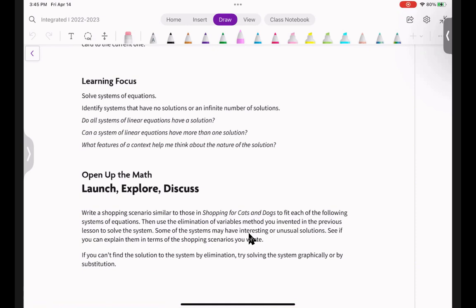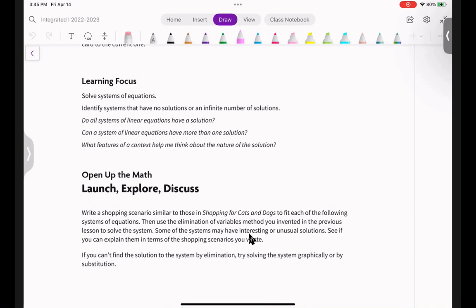So the questions you'll be able to answer is, do all systems of linear equations have a solution? And based on the focus, you should be able to answer that already. Can a system of linear equations have more than one solution? What does that mean? And what features of a context help me think about the nature of the solution?